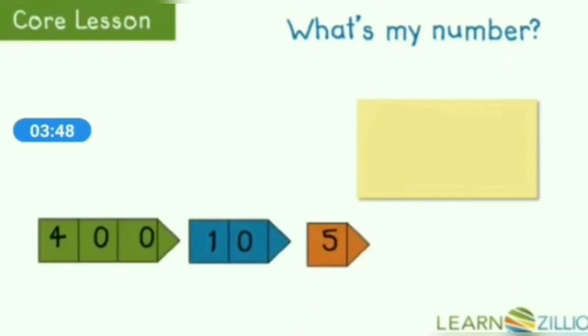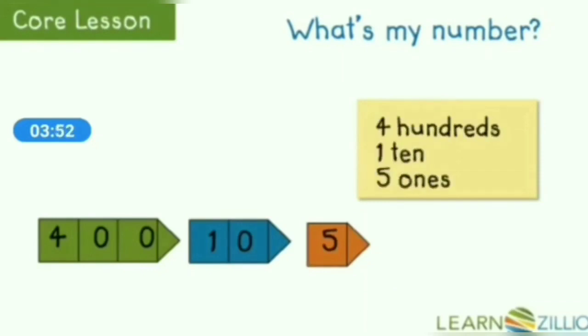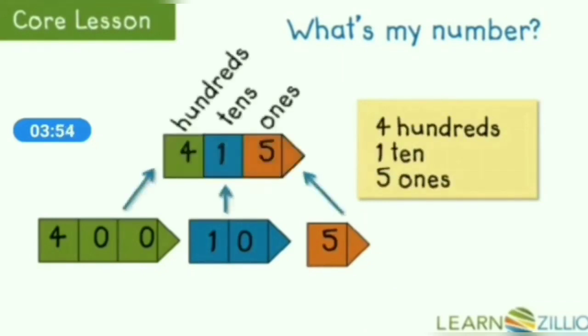What's my number? Here I am having the 3 Maan cards. 400, 1 tens and 5 ones. By combining it together, we will get the standard form of the number, 415.